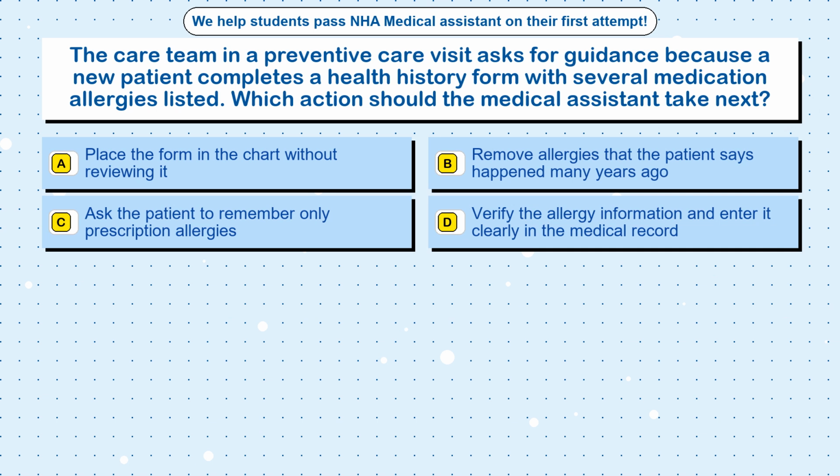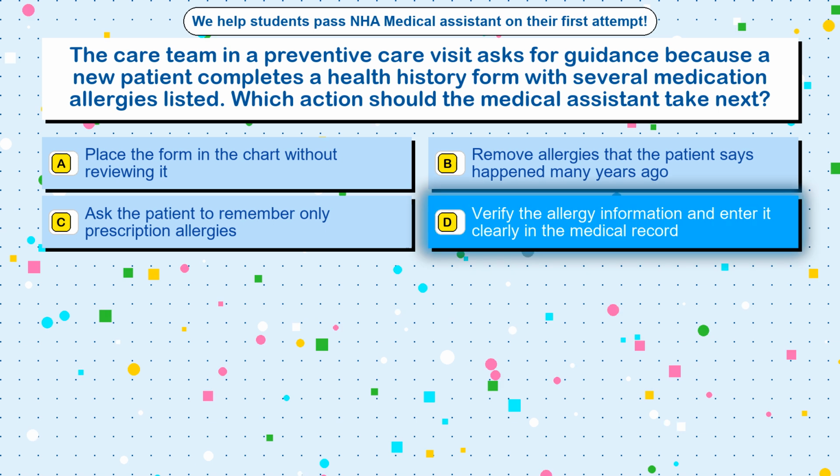Question 50. The care team in a preventive care visit asks for guidance because a new patient completes a health history form with several medication allergies listed. Which action should the medical assistant take next? Option A, place the form in the chart without reviewing it. Option B, remove allergies that the patient says happened many years ago. Option C, ask the patient to remember only prescription allergies. Option D, verify the allergy information and enter it clearly in the medical record.